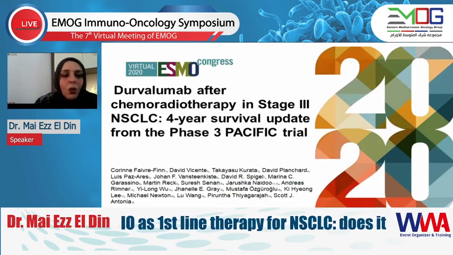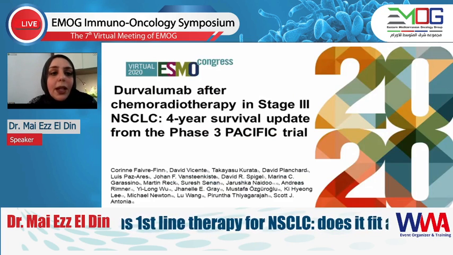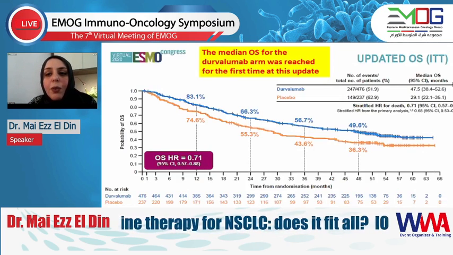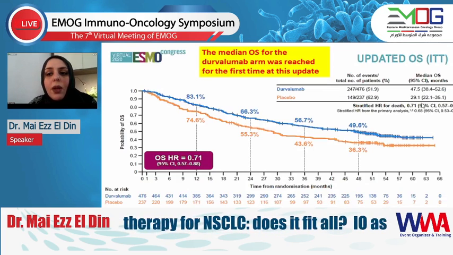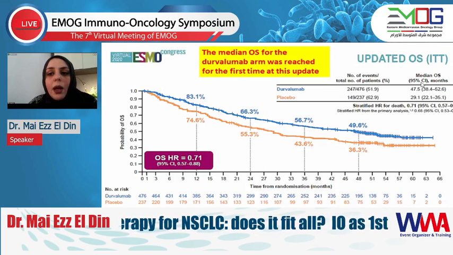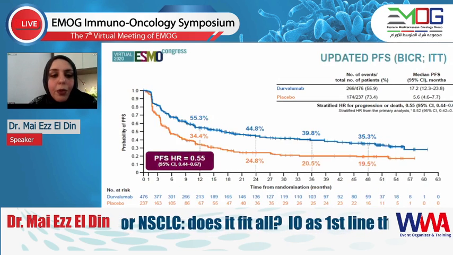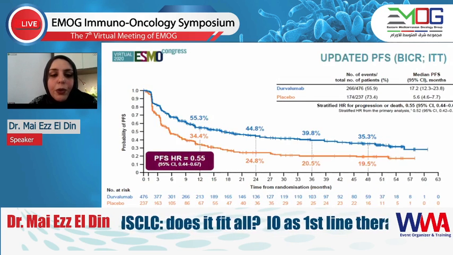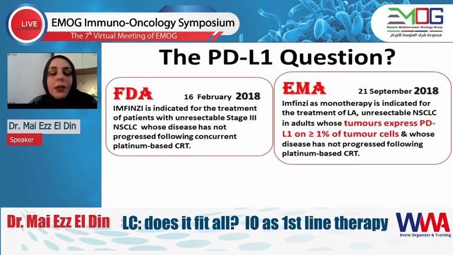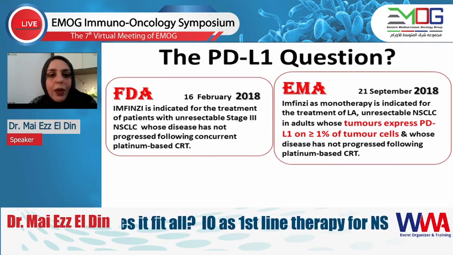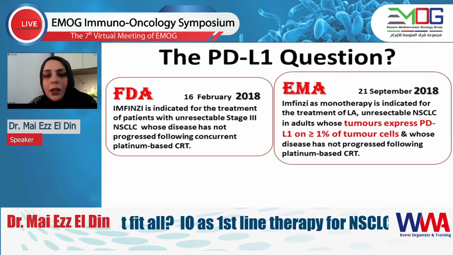The latest was the 4-year survival update at last ESMO. And we can see finally 47.5 a median overall survival versus 29.1. Massive difference. Also still preserved progression-free survival, hazard ratio 0.55. And FDA gave it an all-comers approval for durvalumab maintenance or consolidation.